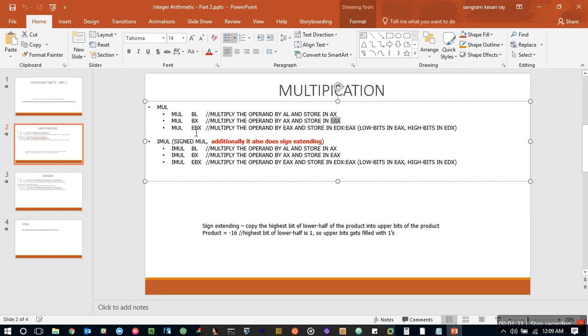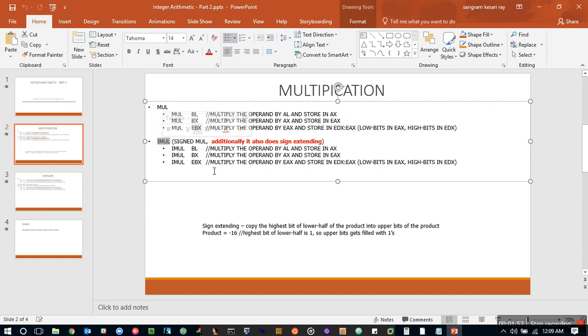What if the multiplication output is so big that it needs more space? So you run out of registers. At that time you use this way: you store the low bits in EAX and the high bits in EDX. I've written a little explanation over there, so that's how it works.